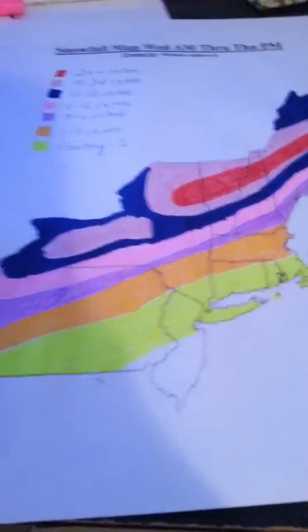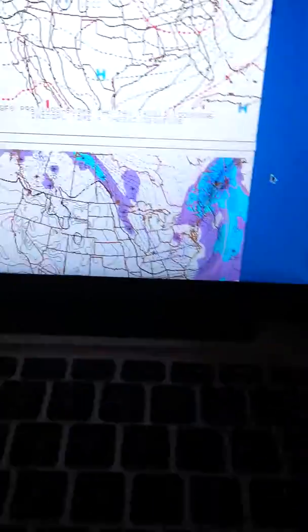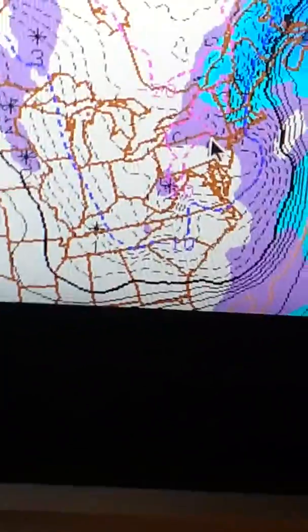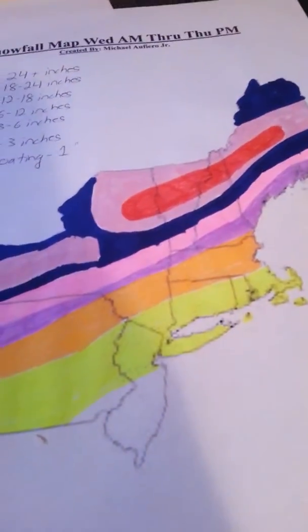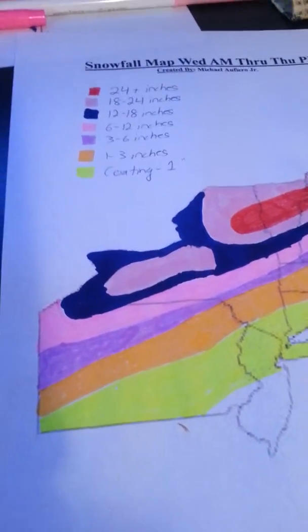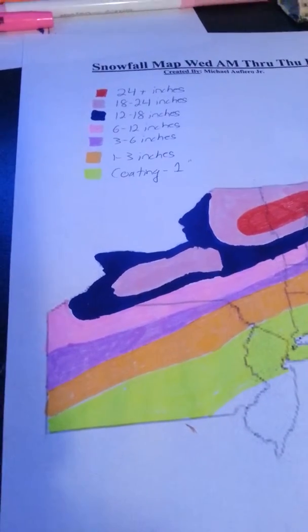See, if you look here at your precipitation map, this is Thursday morning. Notice you still have some heavier precipitation in that 1 to 3 inch area. So you'll get more snow than the yellow area. Okay, so 1 to 3 there. Okay, hold on. Alright, here we go.